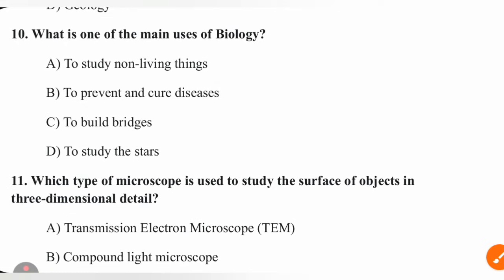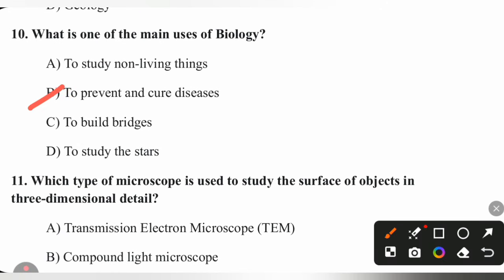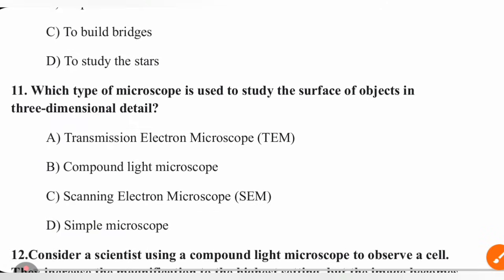Number 10, what is one of the main uses of biology? A, to study non-living things. B, to prevent and cure diseases. C, to build bridges. D, to study the stars. One of the main uses of biology: to prevent and cure disease.